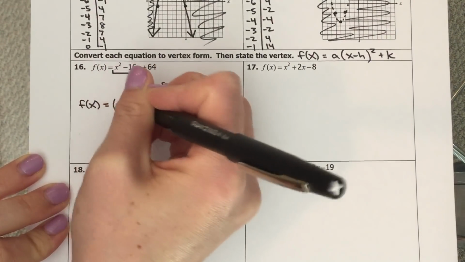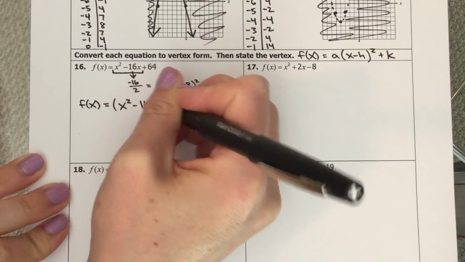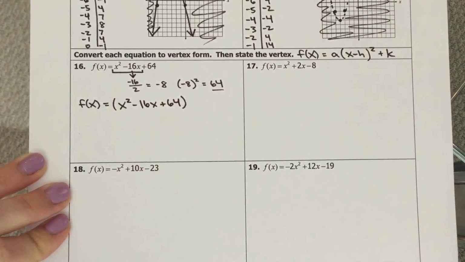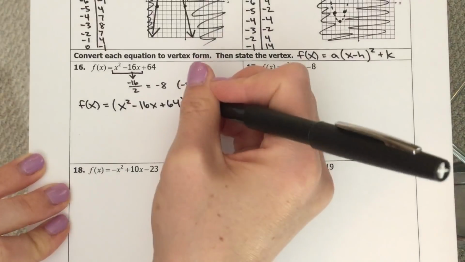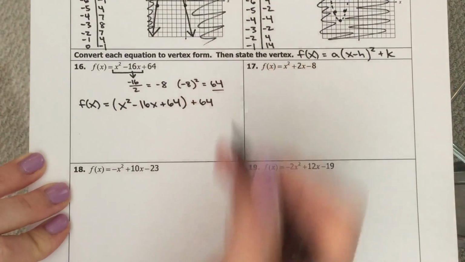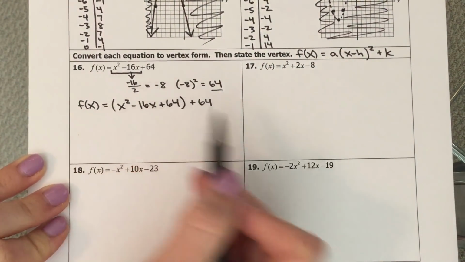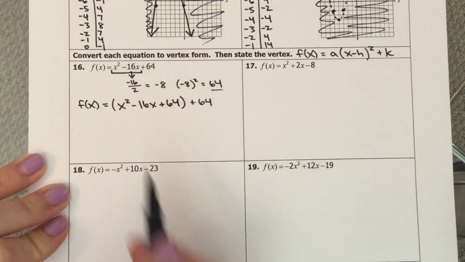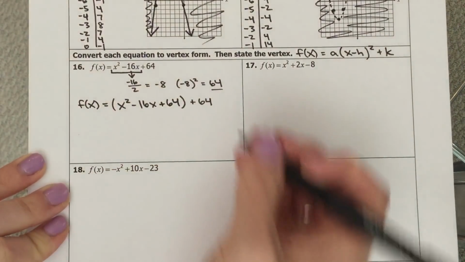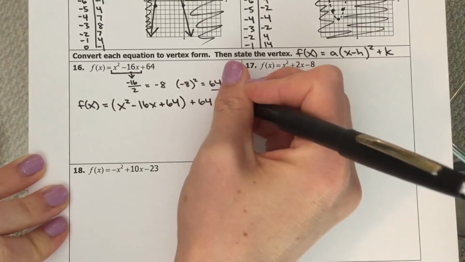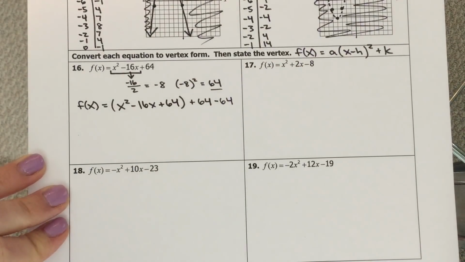We are going to add that into our little special group that we have here. That makes the perfect square trinomial. And then you want to subtract a times c from the end of the equation. So a is 1 times 64. You're going to subtract 64 from the end of the equation.